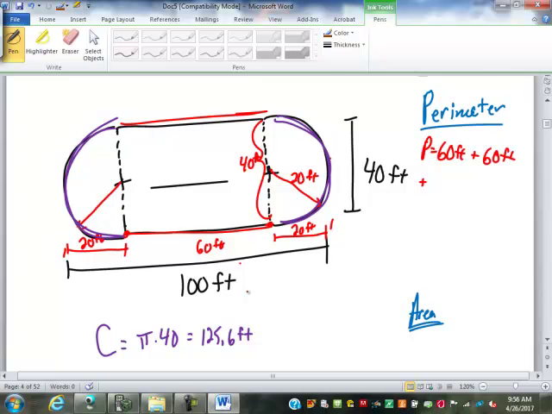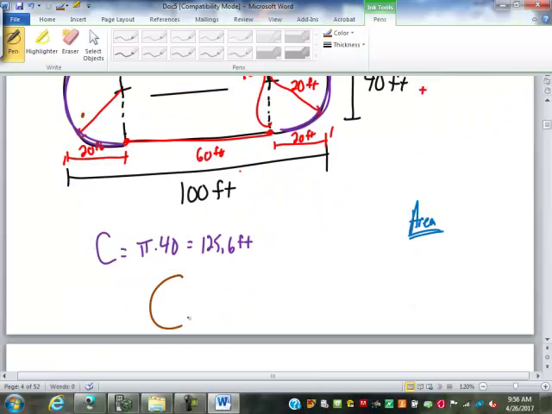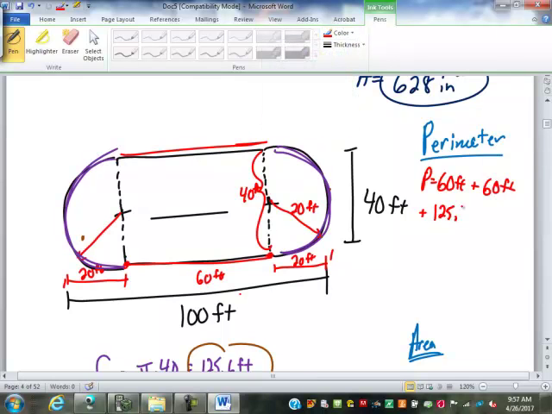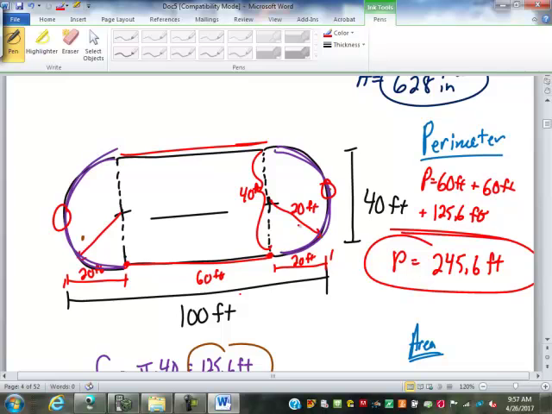But here's the thing. I've got half a circle over here. I got half a circle over here, which makes a full circle. So I just have 2 half circles. So I don't need to divide that in half. I have 1 full circle between the 2 pieces. Does that make sense? So I have 125.6 feet. That's both of these 2 pieces put together. So that adds up to 245.6 feet of perimeter. Notice perimeter is a length, so it's just feet or inches or millimeters or centimeters. It's just a length.